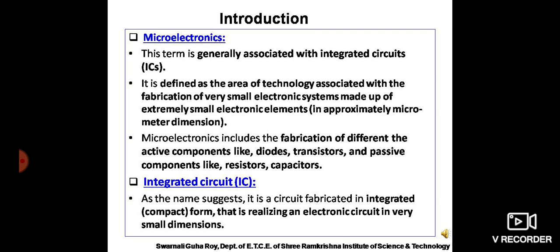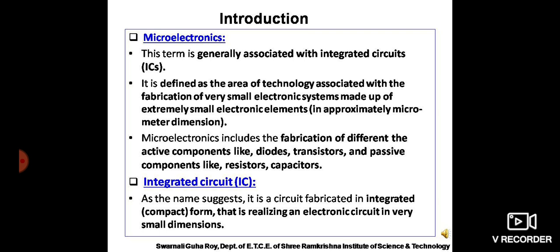Microelectronics. We can define microelectronics as the area of technology associated with the fabrication. Fabrication means to make, that is the fabrication of very small electronic systems. Keep in mind, very small, that is miniaturized form. Systems made up of extremely small electronic elements. And those elements, what are they?